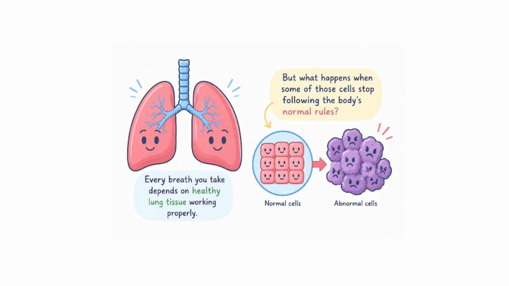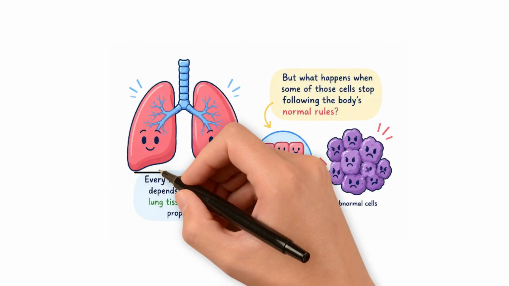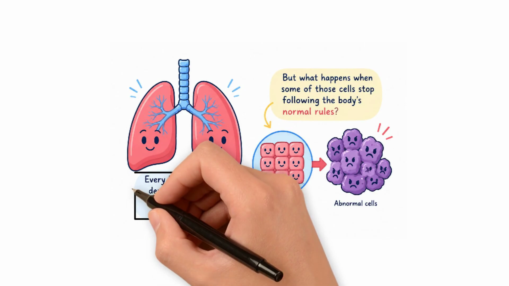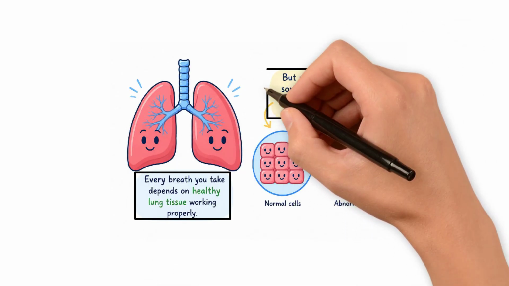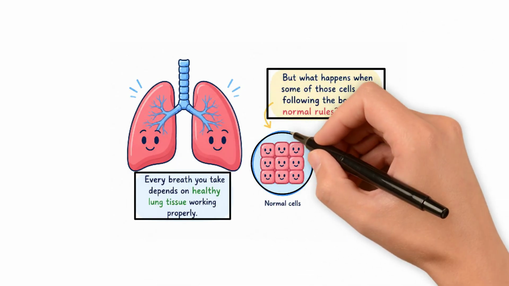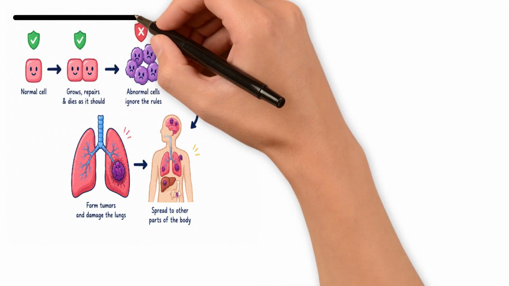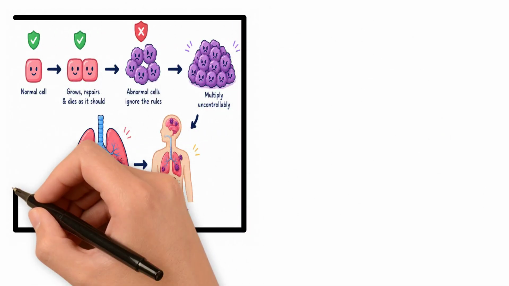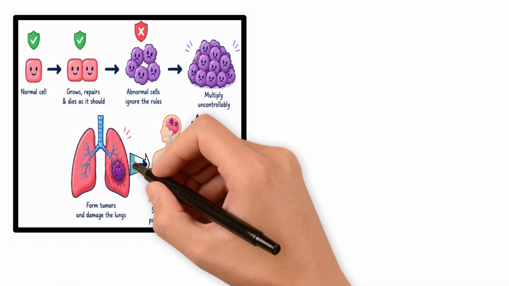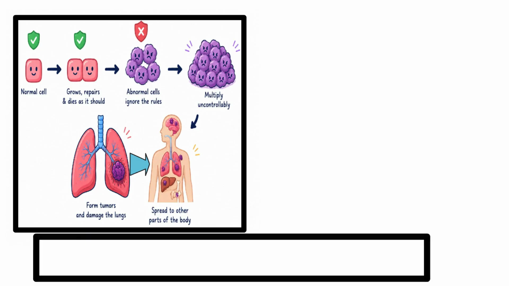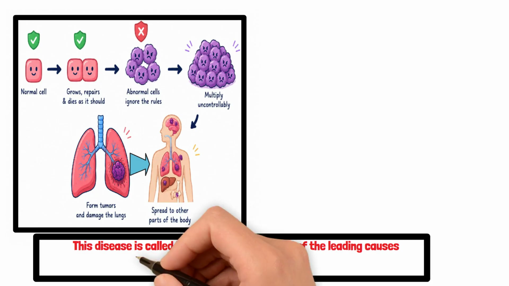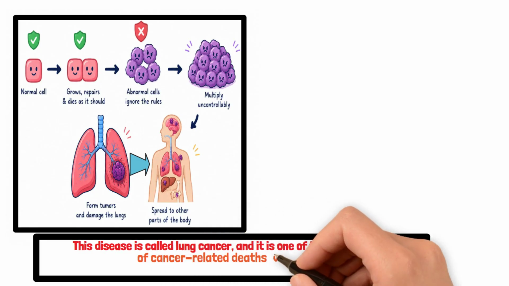Every breath you take depends on healthy lung tissue working properly. But what happens when some of those cells stop following the body's normal rules? Instead of growing, repairing, and dying when they should, they begin multiplying uncontrollably. Over time, these abnormal cells can form tumors, damage the lungs, and spread to other parts of the body. This disease is called lung cancer, and it is one of the leading causes of cancer-related deaths worldwide.